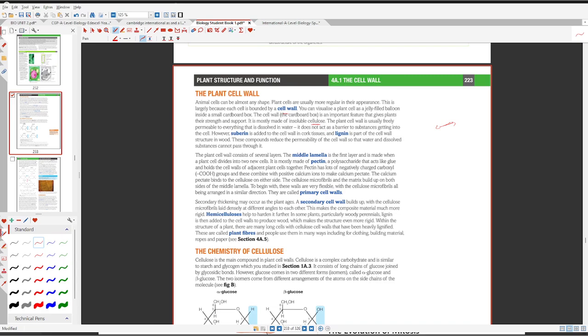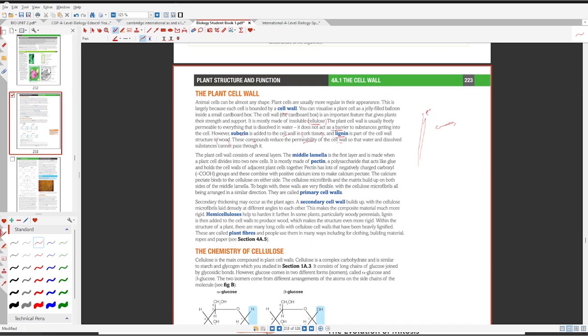Oh, sorry. Yeah, no, not however. It just doesn't act as a barrier. However, when suberin, alongside the cellulose, is added in the cork tissues and lignin is in wood, these compounds reduce the permeability of the cell wall to water, so that water and dissolved substances cannot go through it. So originally, you have your cell wall.